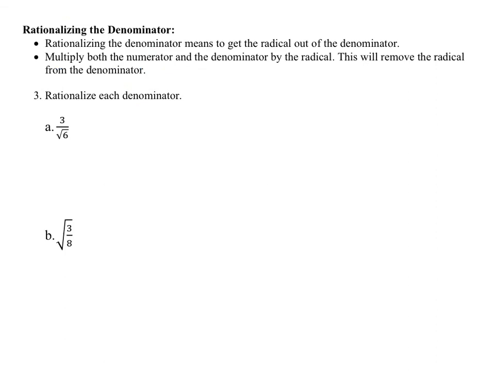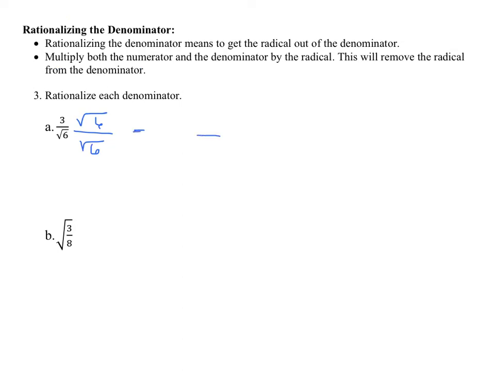Next is what we call rationalizing the denominator. So what we're going to do is get the radical out of the denominator because it's just not done in math. So what we're going to do is multiply the top and the bottom by the number 1. And the number 1 we're going to pick is the actual square root guy.